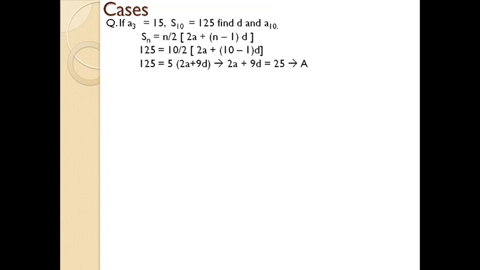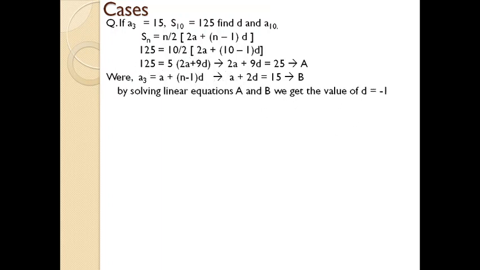Next, the detail given is A3 equal to 15. At the beginning of arithmetic progression, we learned the equation for A subscript n, where A subscript n equal to a plus (n minus 1) into d. Substituting A3 equal to 15, a plus 2d equal to 15. Let it be equation B. Now you have arrived at equations A and B. Both are in linear equation format. By using the linear methods, you will get the value of d, that is minus 1. The first part of the question is over.